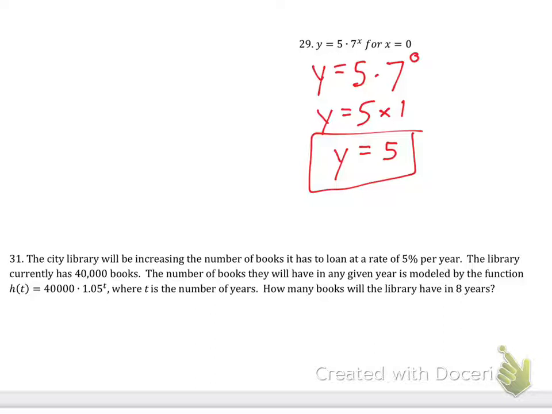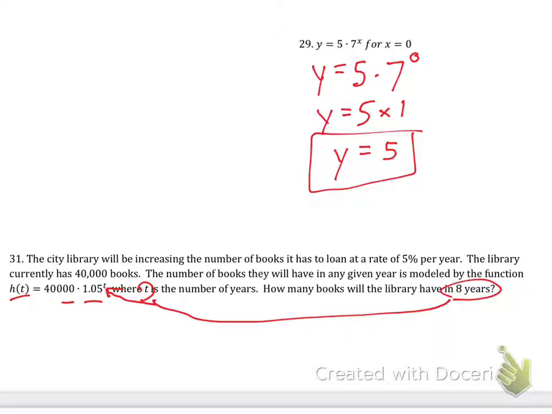All right, 31. The library City Hall will be increasing the number of books it has to loan at a rate of 5% per year. The library currently has 40,000 books. The number of books they will have in any given year is modeled by the function f of t is equal to 40,000 times 1.05 to the t power, where t is the number of years. How many books will the library have in 8 years? So this is a word problem, but don't get too confused. All it's asking you to do is take this and plug it in for t.